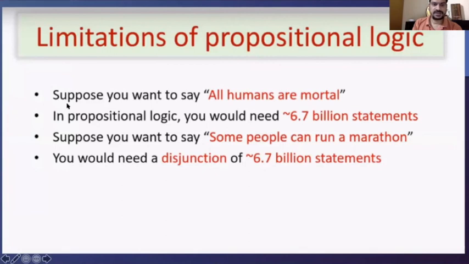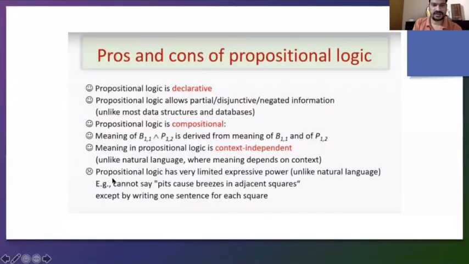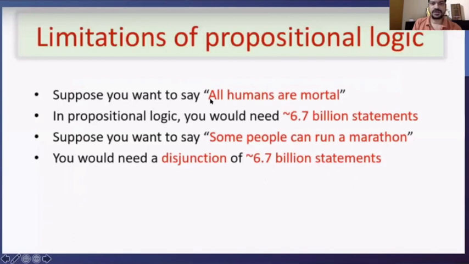This particular limitation, that propositional logic has very limited expressive power, is represented here. Suppose you want to say that all humans are mortal. We cannot write that in one statement in propositional logic, because propositional logic is not as expressive as natural languages. If we want to write that, we have to write about 6.7 billion statements, because around 6.7 billion is the world population. We have to write the proposition for each and every human being.